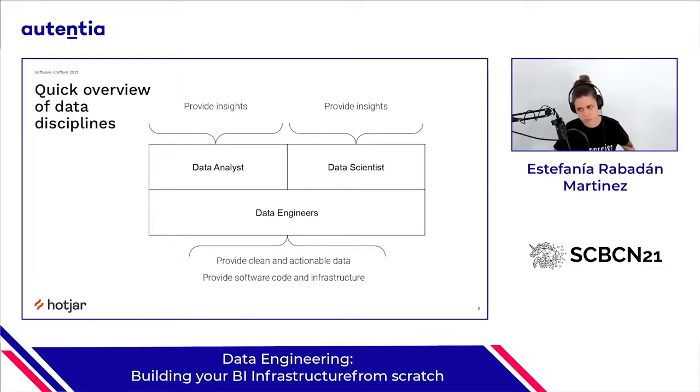So yeah, I'm going to start with the quick overview that I told you about to put a bit of context. The data disciplines are mainly 3. The first one is data engineering, which is what I am and what I do. What we do is provide clean and actionable data and provide software, code, and infrastructure. The engineer is the same as any software engineer, but the same as front end is focused on front end, and back end on back end, data engineering is focused on data.